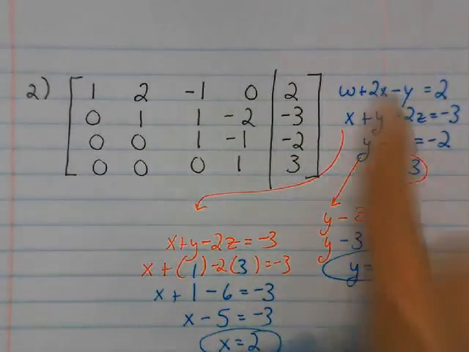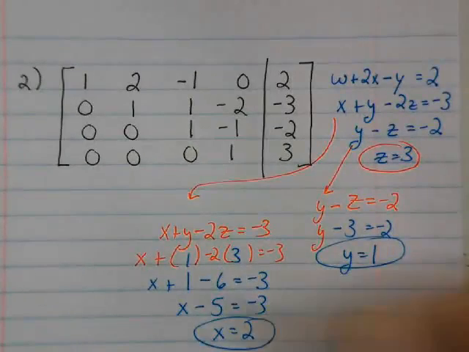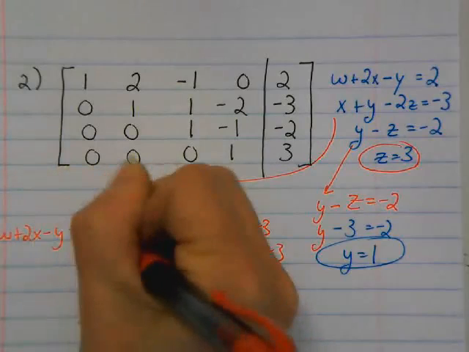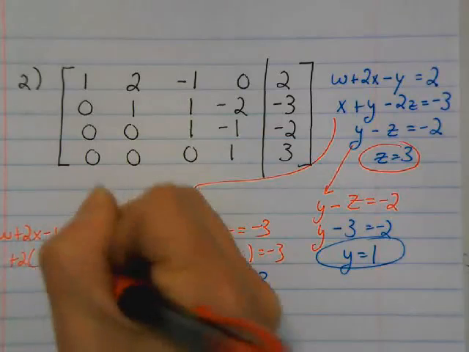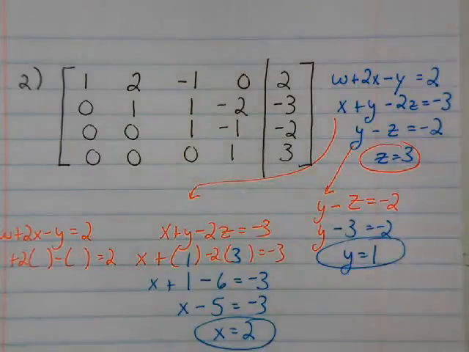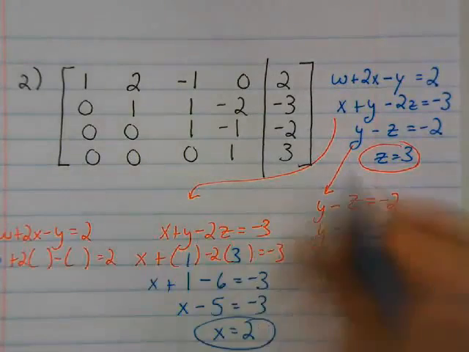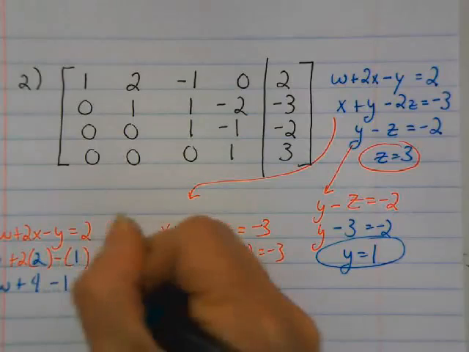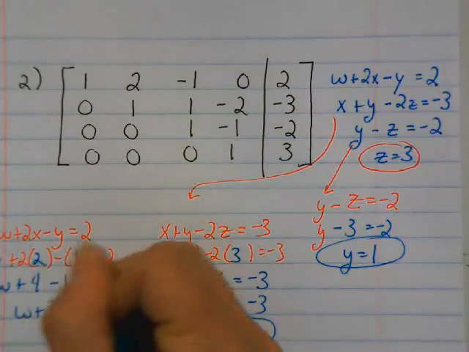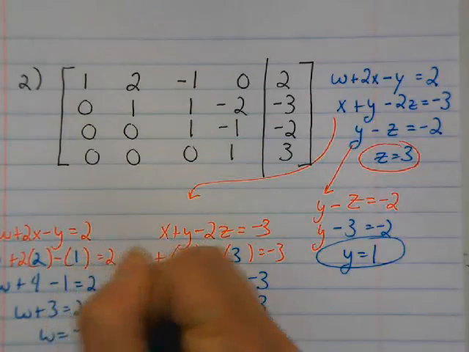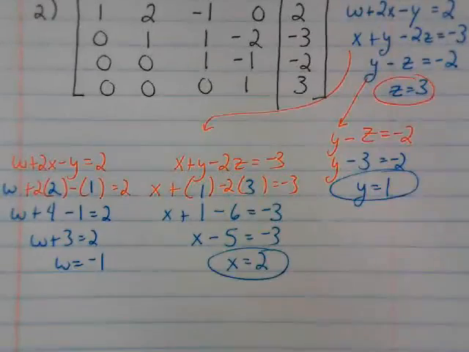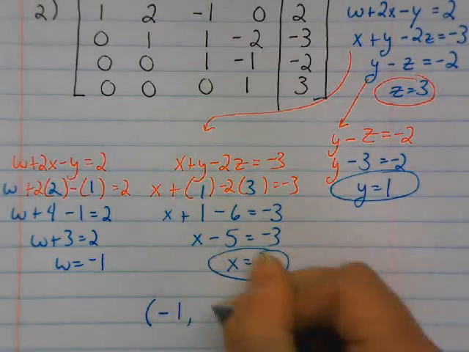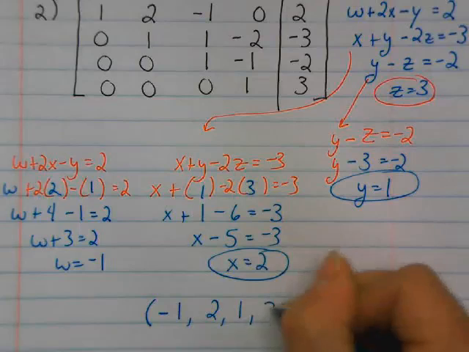Now use all this information in the top equation. I have W plus 2X minus Y is equal to 2. I now know X, I know Y, and I can find W. So X is 2, Y is 1, so I get W plus 4 minus 1 is equal to 2. So W is negative 1. Now, it's still an ordered pair, it's just going to have 4 values: W, X, Y, and Z. So negative 1, 2, 1, 3.